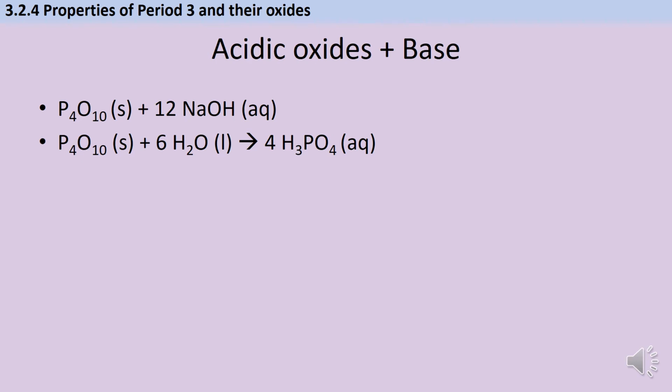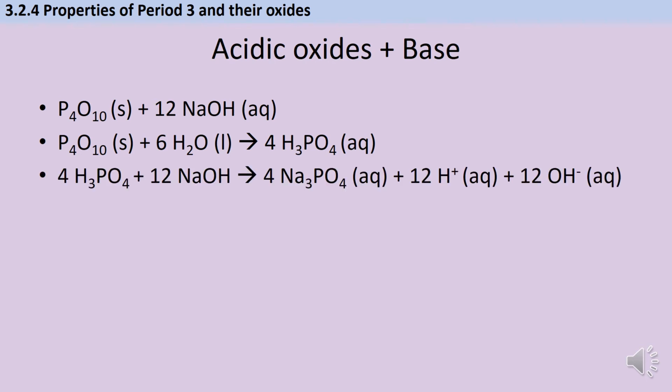Now it's just a basic acid-alkali reaction where 1 mole of hydrogen ions combines with 1 mole of hydroxide ions to make 1 mole of water. So my phosphoric acid reacts here and we make the salt and also the 12 moles of hydrogen ions and 12 moles of hydroxide ions, which can come together to be water.